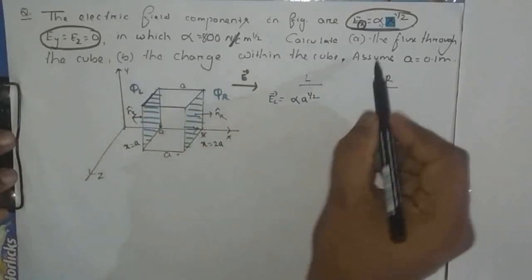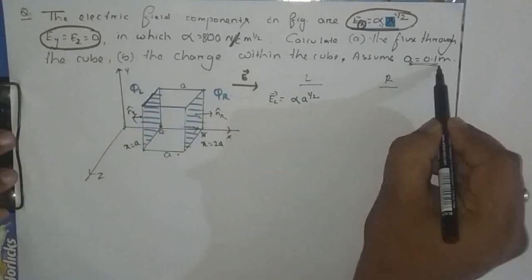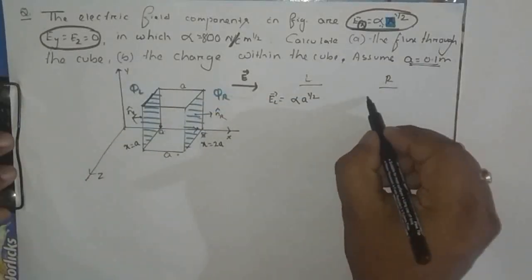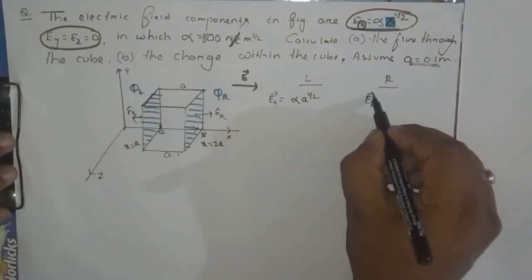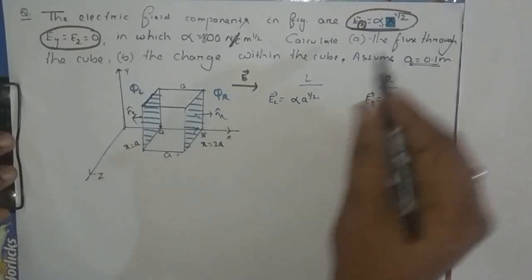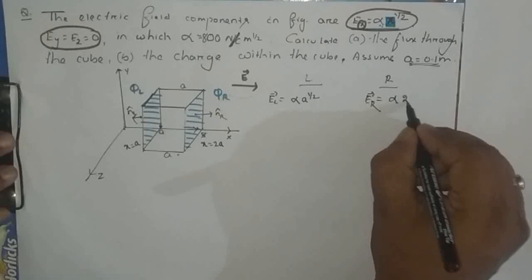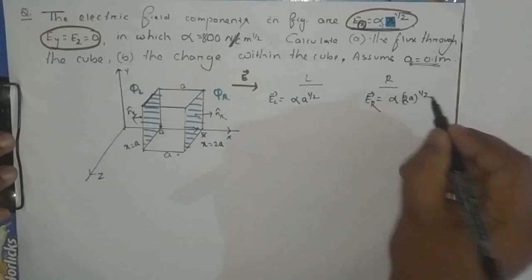And what is the value of a? At last we will put that, it is 0.1. I will tell the process, you will solve it. What will happen on the right side? ER. So what is that ER? Alpha 2a to the power 1 by 2. So here it is alpha 2a to the power 1 by 2.